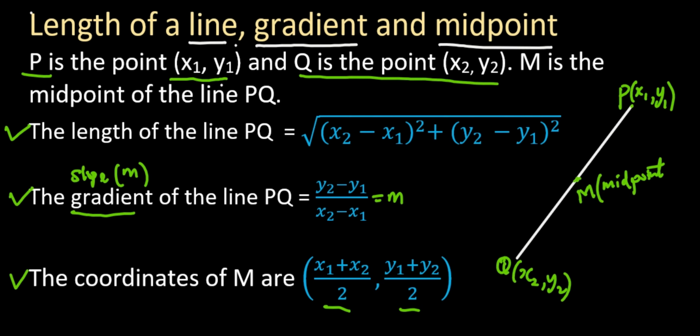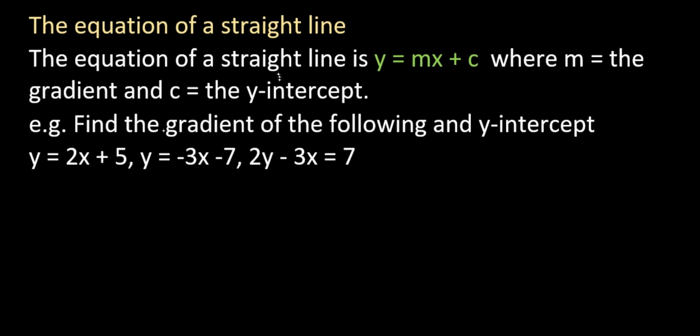Now let us move on. The equation of a straight line is usually y is equal to mx plus c. That's the general equation of a straight line, where m is equal to the gradient and c is equal to the y-intercept. Gradient is the same thing as slope, as I've said earlier on. The y-intercept is where your line meets the y-axis, where it cuts the y-axis.